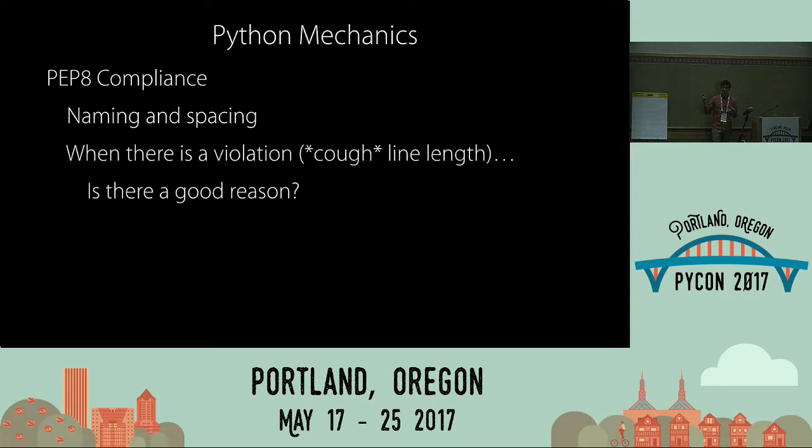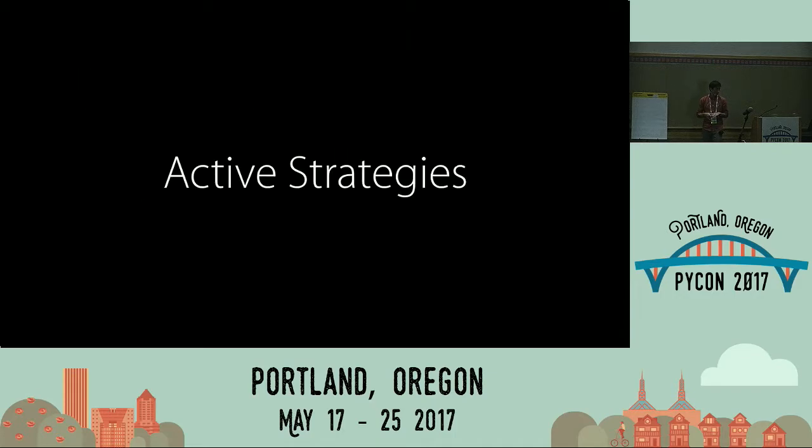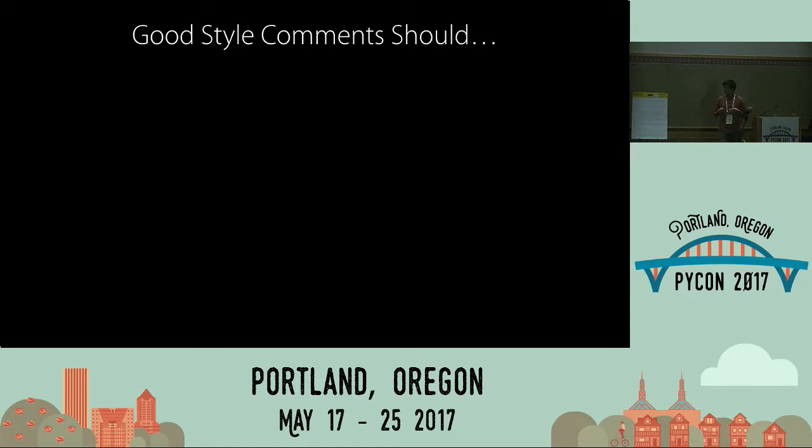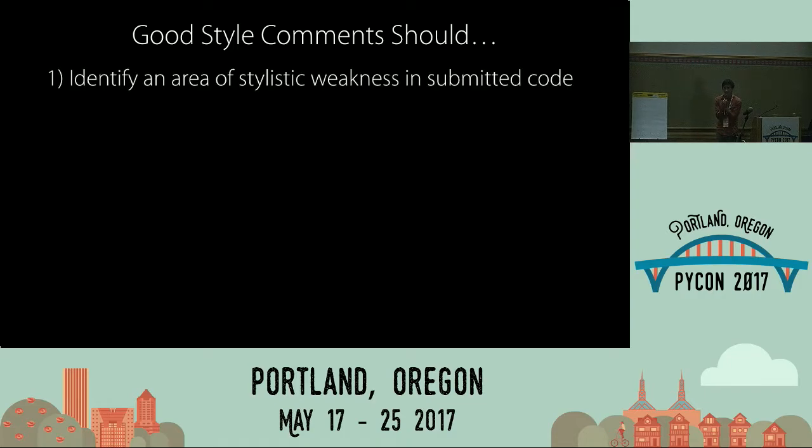In PEP8, we have our line length sort of controversial thing. If we spend all of our time talking about violations and reasons for line length violations, we miss the forest for the trees. The forest being these Pythonic practices at the start. So just some active strategies, ways you can make sure that the style feedback you're giving adheres to these sort of goals. Your comments should identify a specific weakness.